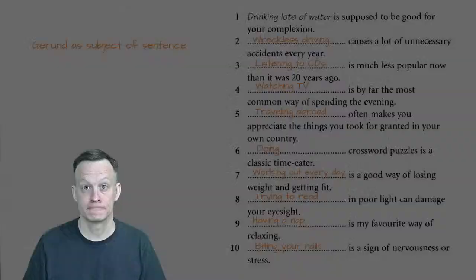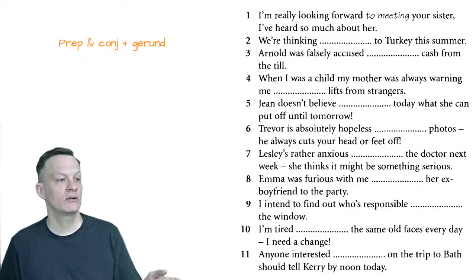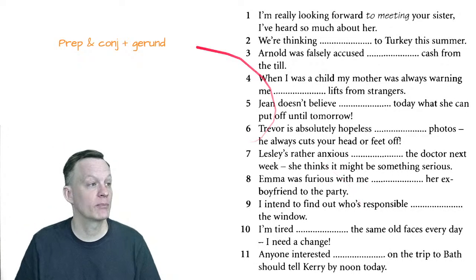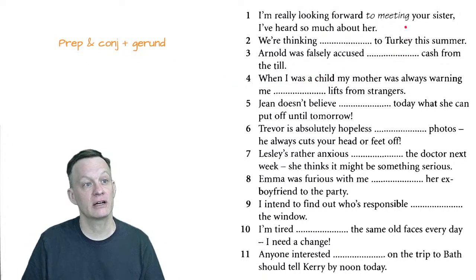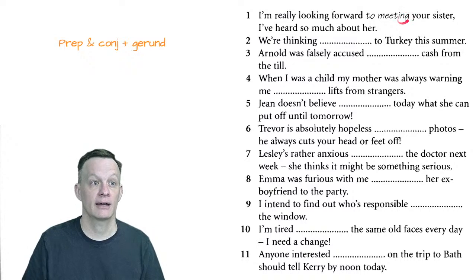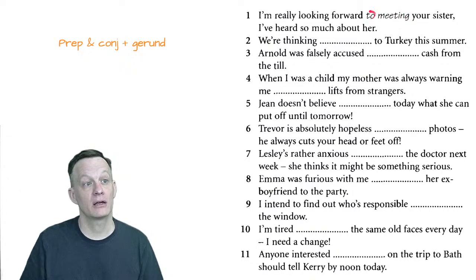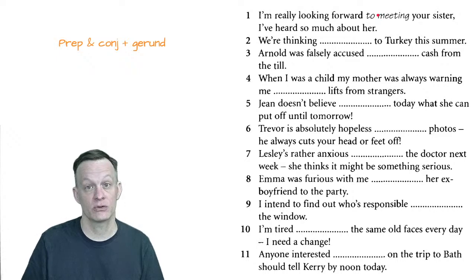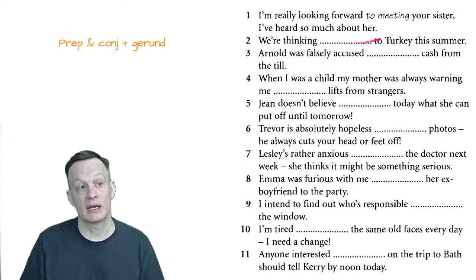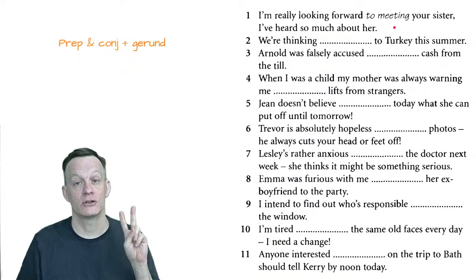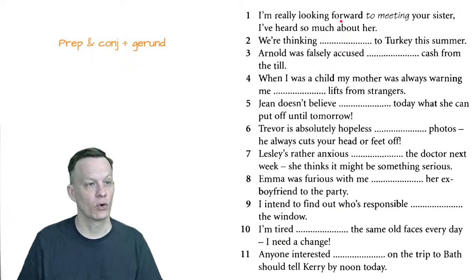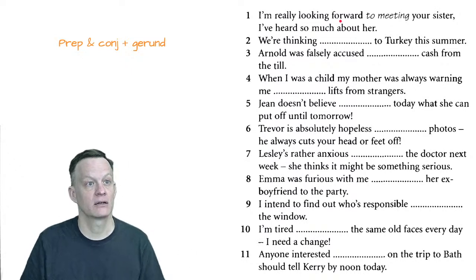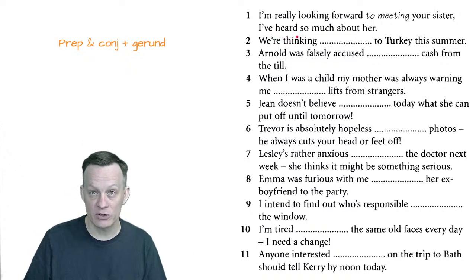Let's move on. Okay, so now we're going to put them with a preposition or a conjunction plus the gerund. So now you have to not only tell me the word with the ing, the gerund, but you also have to put the preposition or the conjunction in the space as well. So you need to put in two words to answer these correctly. Number one, I'm really looking forward to meeting your sister. I've heard so much about her.